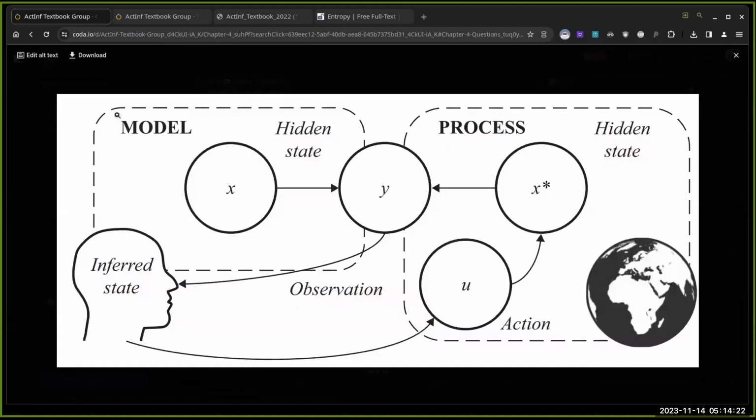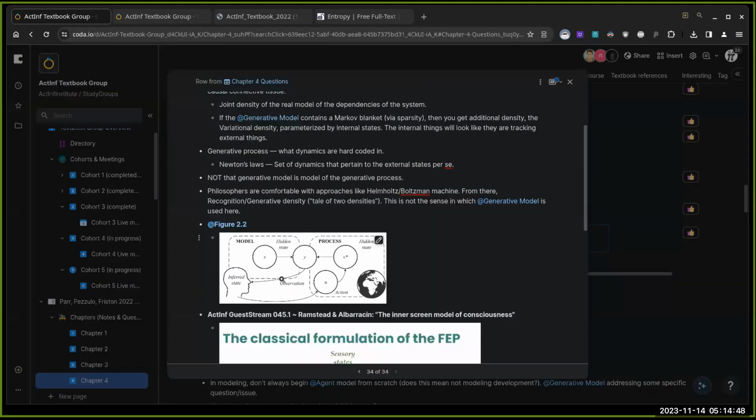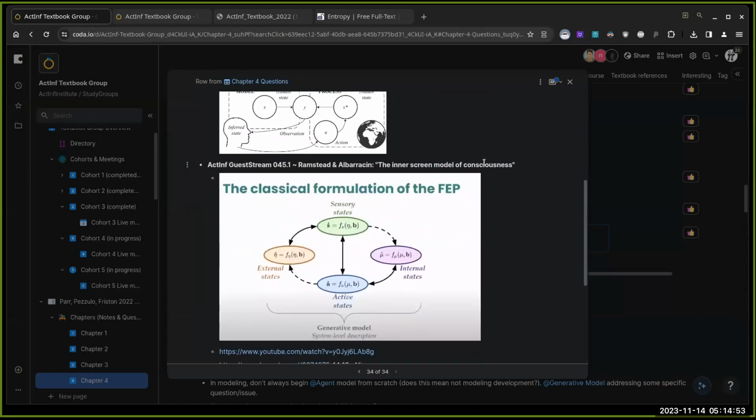The generative model includes the agent's model of observations and also how hidden states result in those observations. So internally held variables about external states. And they distinguish that from the generative process, which is the process that gives rise to the observations that the agent observes. So that's the way that the textbook describes it, 2022.